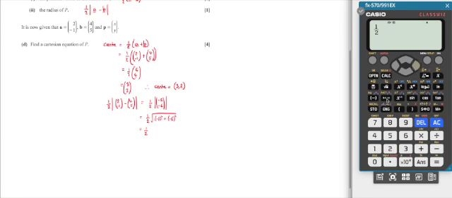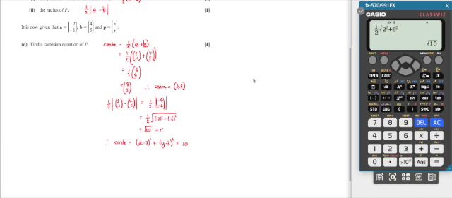Half of root, let's get rid of the minuses, 2 squared plus 6 squared is root 10. And that is r. So if I've got a centre and I've got a radius, therefore my circle is x minus 3 squared plus y minus 2 squared is equal to 10, because I'm going to square that root 10.